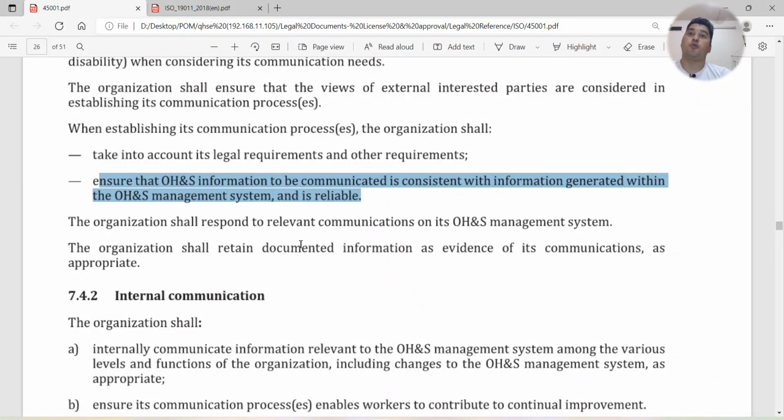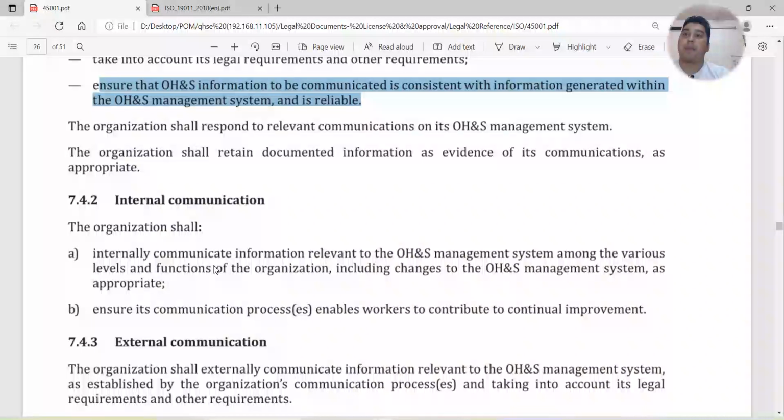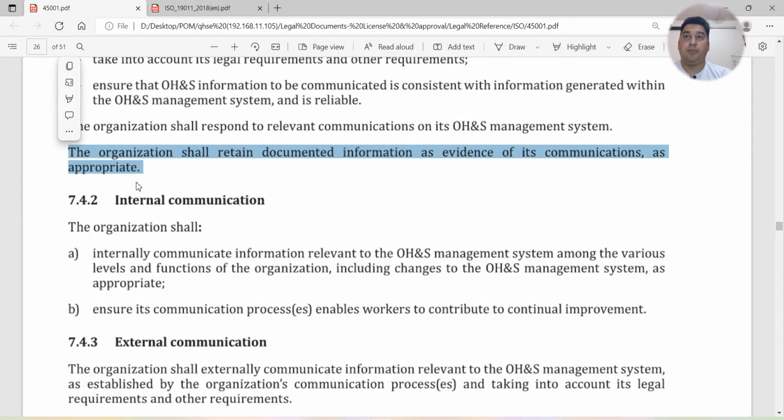The organization shall respond to relevant communication on its OHS management system. The organization shall retain documented information as evidence of its communication as appropriate. So when you are communicating with the people, internal or external, you need to keep the evidence of communication. If you are communicating through the email, copy that email and keep it in the folder as a soft copy or hard copy, whatever you like.